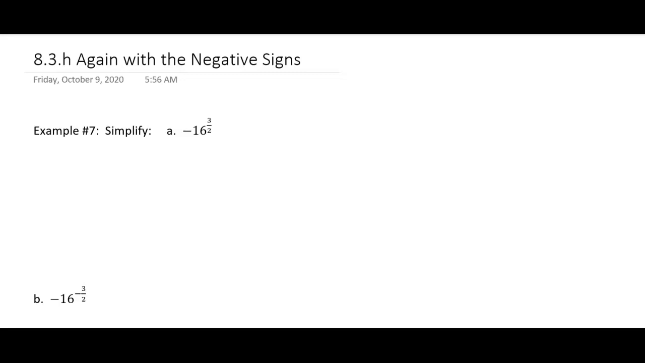Okay, so on this first one, we have the opposite of 16 to the 3 halves. So only the 16 is being raised to that exponent. So I'm going to treat that 2 as the index. So it's going to be a square root, and then that'll be my exponent. So I'm going to write it as the opposite of the square root of 16, and then I have to cube that. Okay, well, one step at a time.